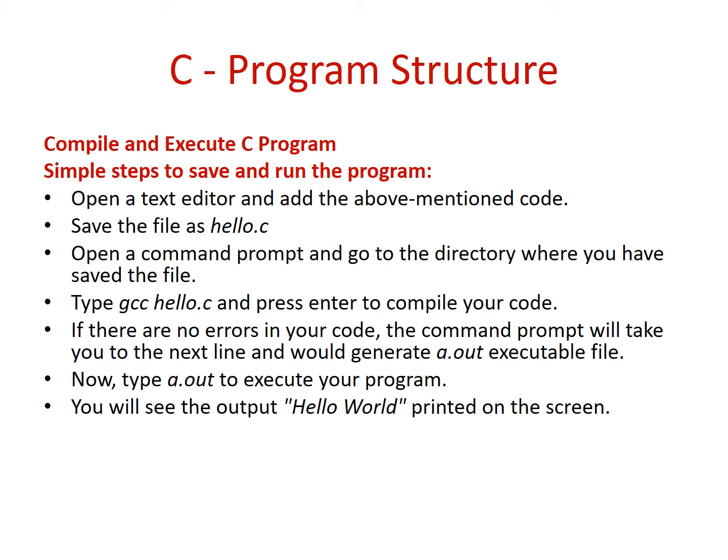Open a command prompt and go to the directory where you have saved the file. Type gcc hello.c and press enter to compile your code. If there is no error in your code, the command prompt will take you to the next line and would generate a.out executable file. Now type a.out to execute your program. You will see the output hello world printed on the screen, and that is nothing but your output.